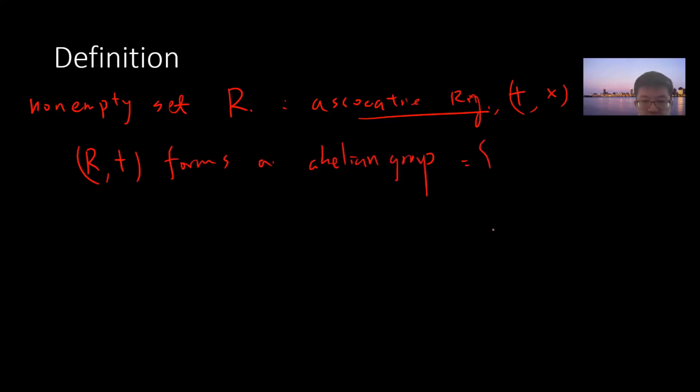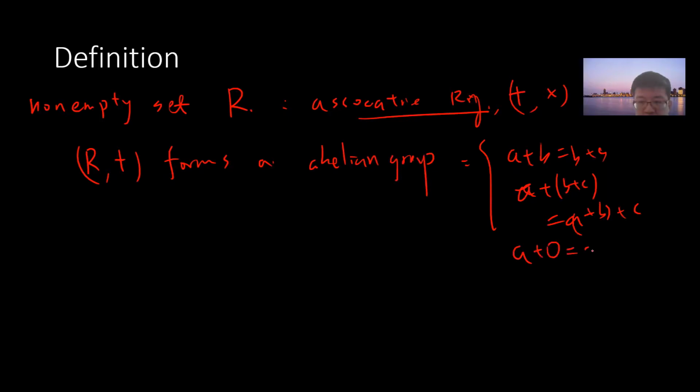So you can write down a plus b equals b plus a, and a plus b plus c equals a plus b plus c. Also, there's a zero you can add, and then there's a minus a, such that a plus minus a is zero. So it's the inverse, and I use addition.